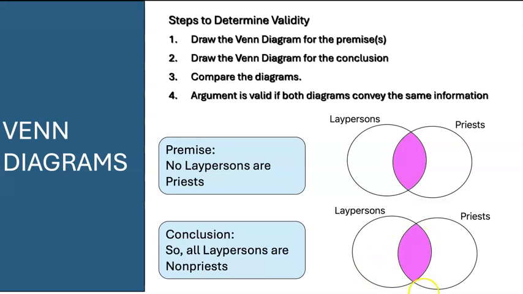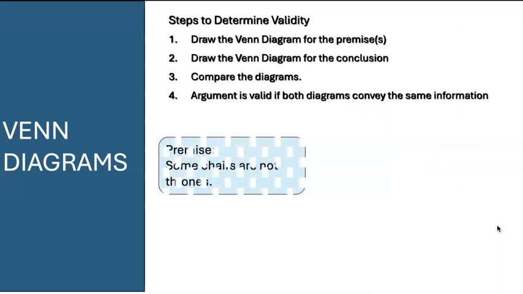All laypersons are non-priests. That means they're over here in the section that does not overlap with priests. And this would be it. So it would now be incorrect to have laypersons, non-priests, and then shade over here. We have to be consistent, so the same labeling must be there. And this is valid.